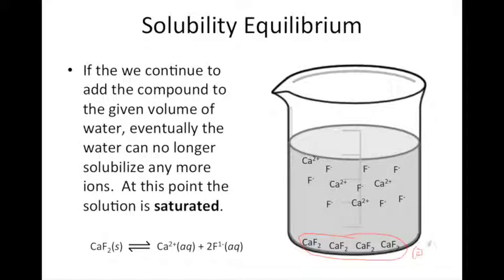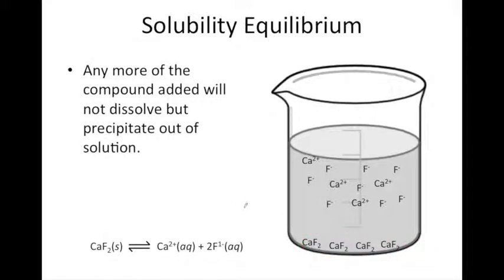So we'll get the solid phase, settling at the bottom, and we'll have a certain fixed concentration of ions in our water. If we add more of our compound, it won't dissolve, but it will continue to precipitate out. So we've got a saturated solution, and if we continue to add calcium fluoride, it will only sink to the bottom. The water cannot hold any more ions once it's saturated.